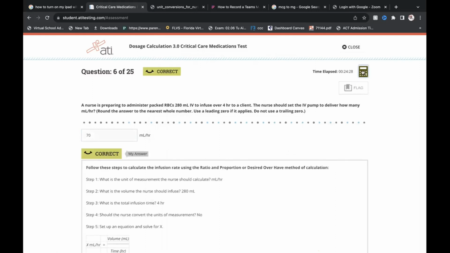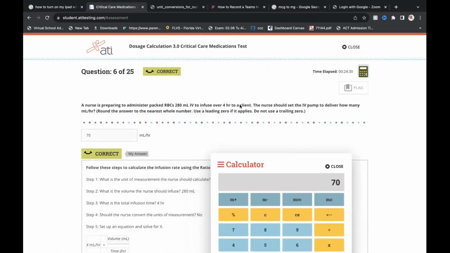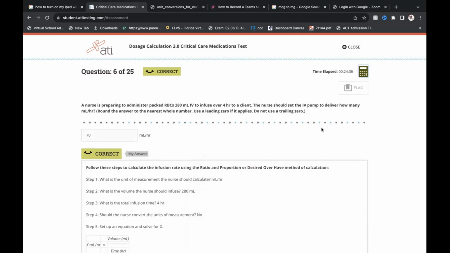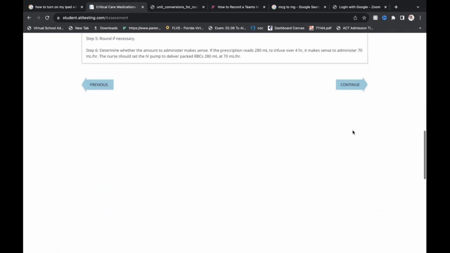All right, so if you did 280 over 4, you're correct because it is milliliters per hour. This is one of the simple ones. They'll probably not put much like this.